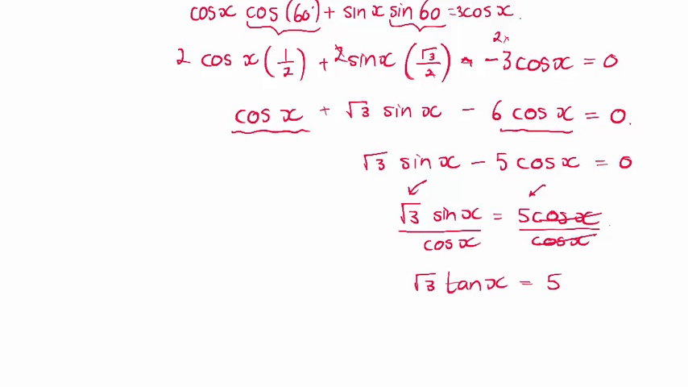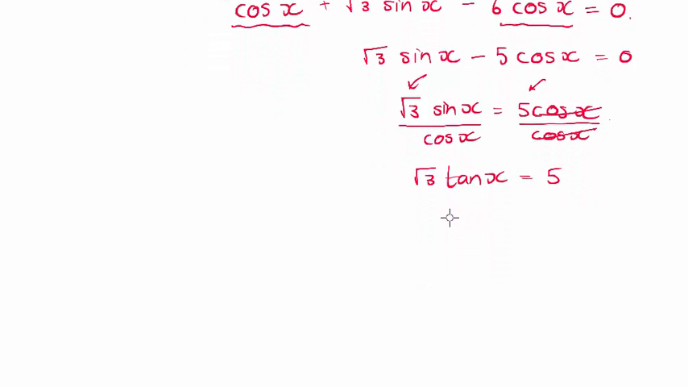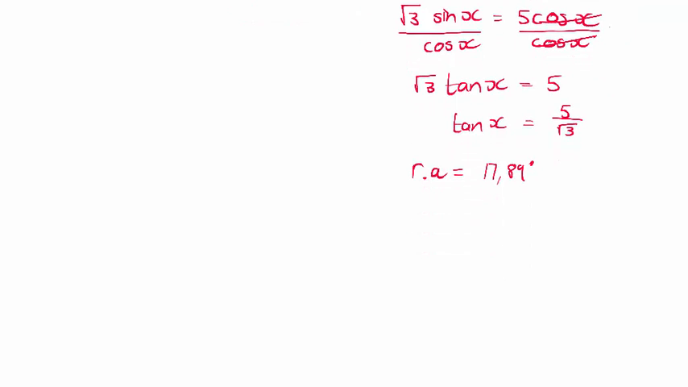And now? Sorry? You can't find the reference angle. You don't have a single trig ratio equal to a constant. Divide by the square root of 3. Now you can find the reference angle. Can you use your calculator and find the reference angle for me? So 70.89 degrees is the reference angle.